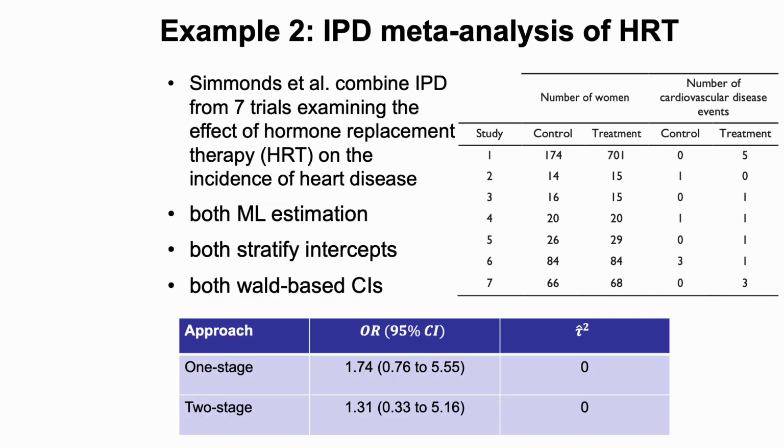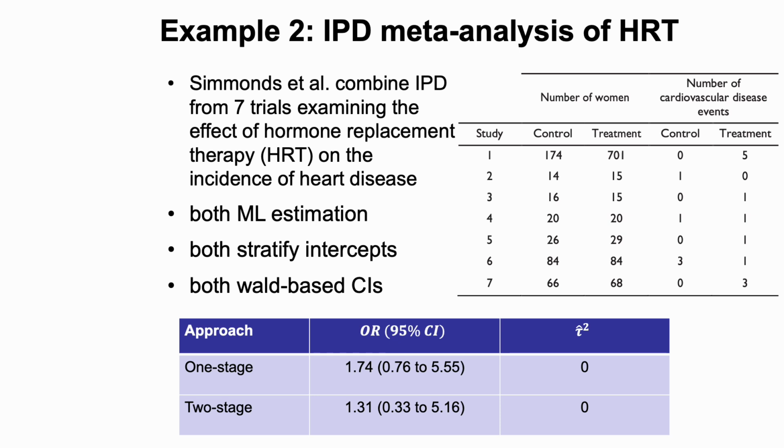So let's have a look at an IPD meta-analysis of trials of hormone replacement therapy. And specifically, I'm going to use maximum likelihood estimation. I'm going to stratify intercepts by study, and I'm going to use Wald-based confidence intervals. So my estimation method, my nuisance parameters, and my confidence intervals are all consistent between the two approaches. I've got 7 studies. This is a binary outcome now, number of cardiovascular disease events, and the trials you see are quite small.